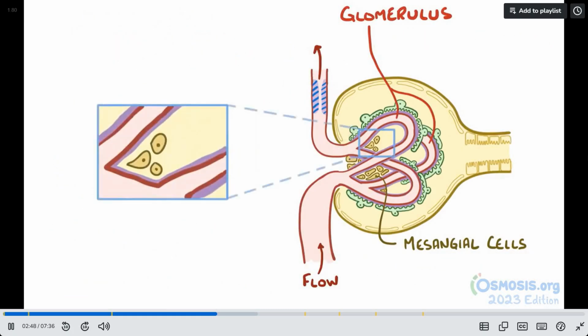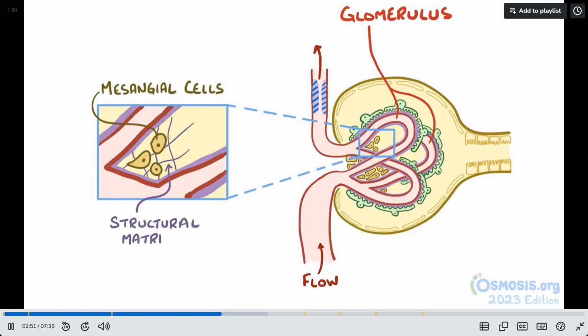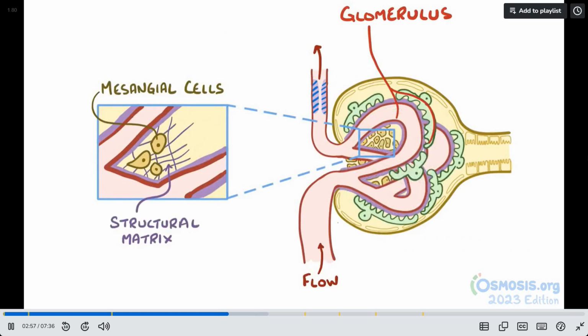In response to this high pressure state, the supportive mesangial cells secrete more and more structural matrix, which expands the size of the glomerulus. This matrix deposition and mesangial expansion can happen uniformly, or it can result in little nodules within the mesangium, called Kimmelstiel-Wilson nodules, which are tiny balls of protein.